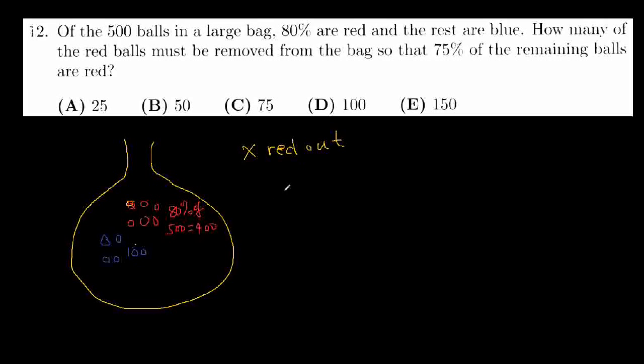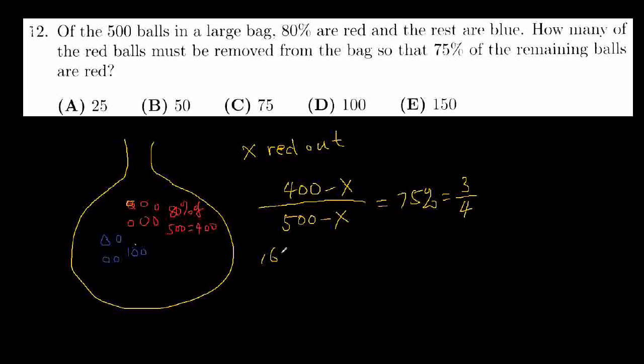What do we have in the bag of red balls? It would be 400 minus x. And what's the total number of balls we have in the bag? Because x has been taken out, it would be 500 minus x. That we want to be 75%, or 3/4. Let's solve this equation. We have 1600 minus 4x equal to 1500 minus 3x. So x would equal 100. Answer is D.